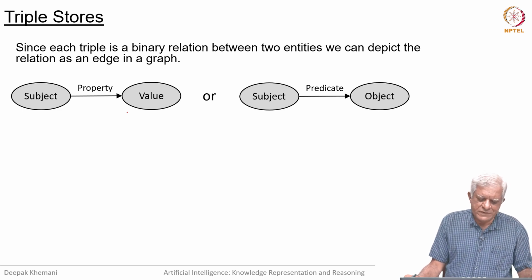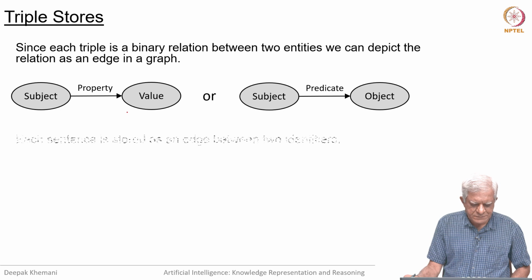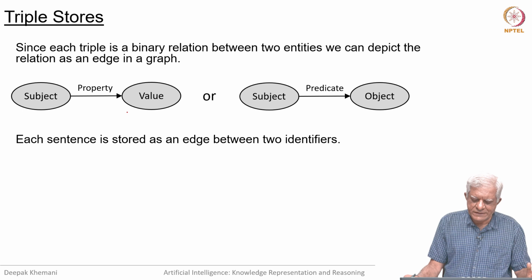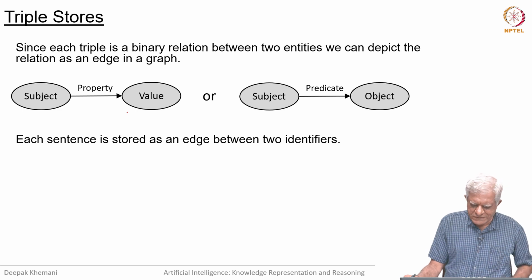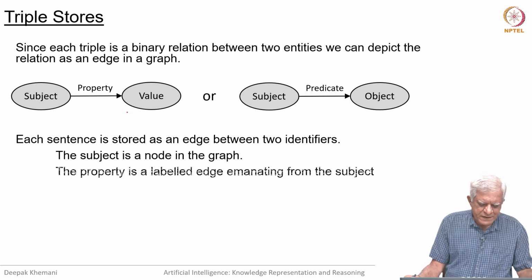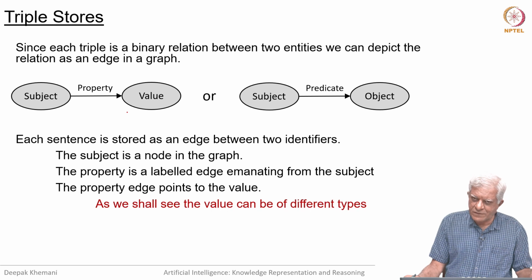So, on the left hand side we have subject, property, value, on the right hand side we have subject, predicate, object. Each sentence is stored as an edge between 2 identifiers essentially. That is going to be the key: on the internet we will talk about something called a resource, and everything, an individual and so on, would be a resource, and we would link up resources with property edges. So, the subject is a node in the graph, the property is a labeled edge emanating from the subject.